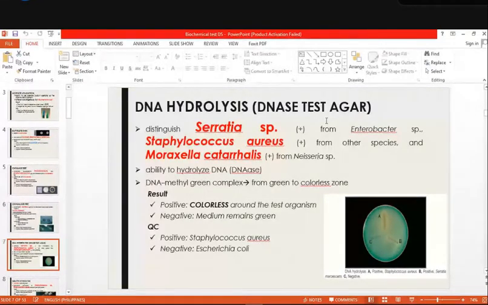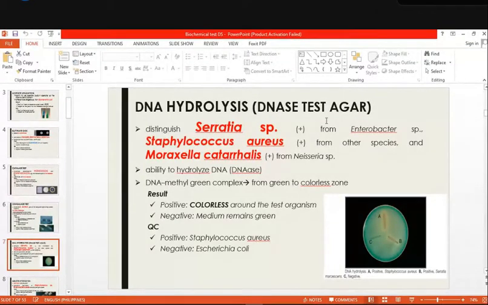So, you see here now, yung clearing dyan is already because of hydrolysis of DNA. Aside from that, Serratia species are positive, and DNA hydrolysis is also used to differentiate Enterobacter and others. You have Serratia species, and then your Moraxella catarrhalis, and of course, your Staphylococcus aureus. If our methyl green DNA media is uninoculated, it will remain green. Pag na-hydrolyze si DNA, magkakaroon ng colorless, yun yung clearing sa streak kung saan natin na-streak yung organism.